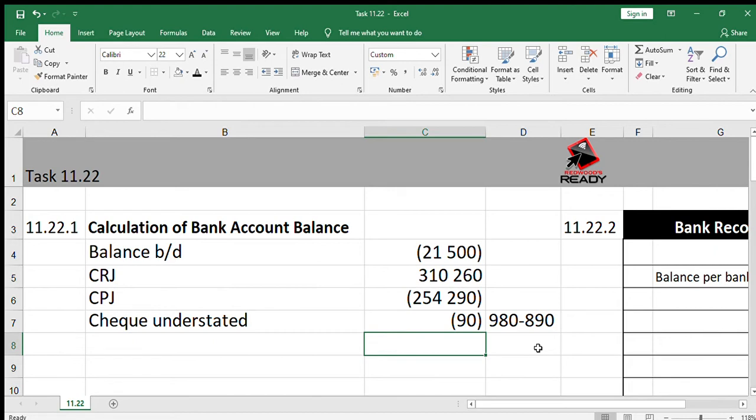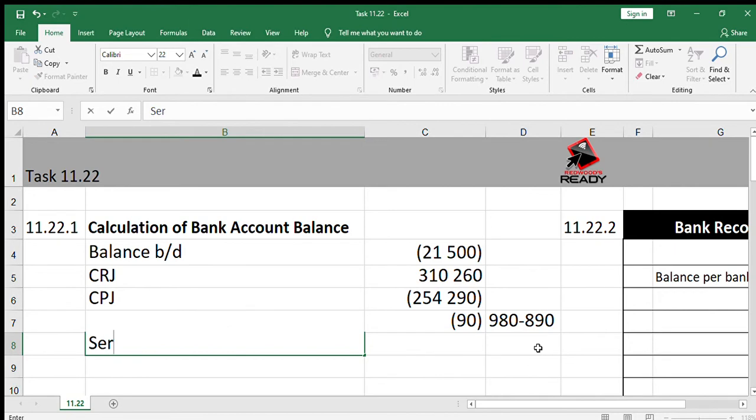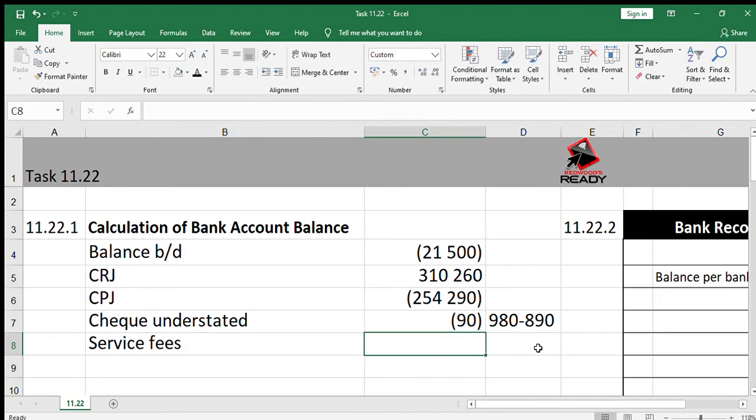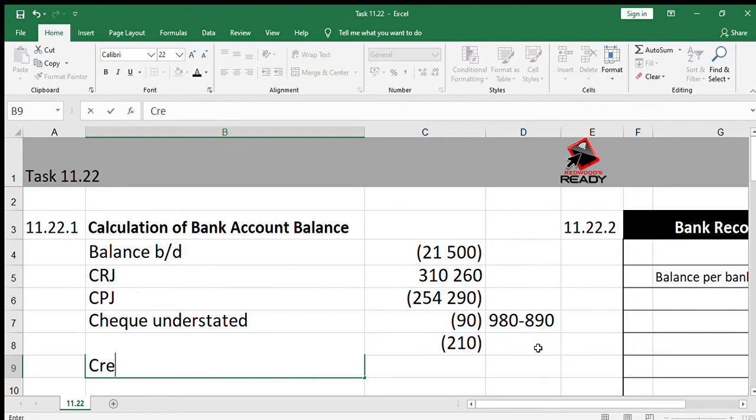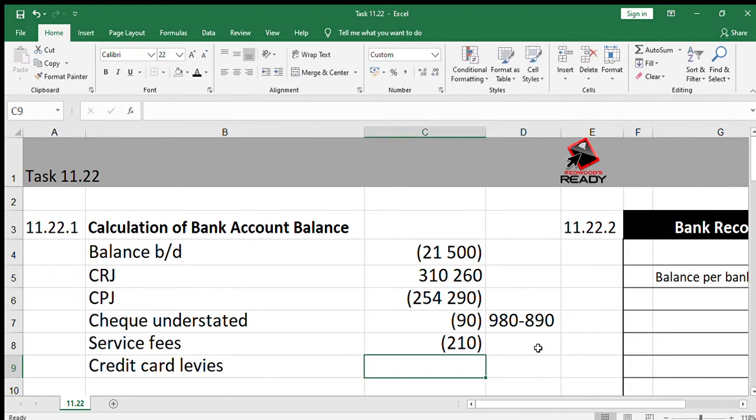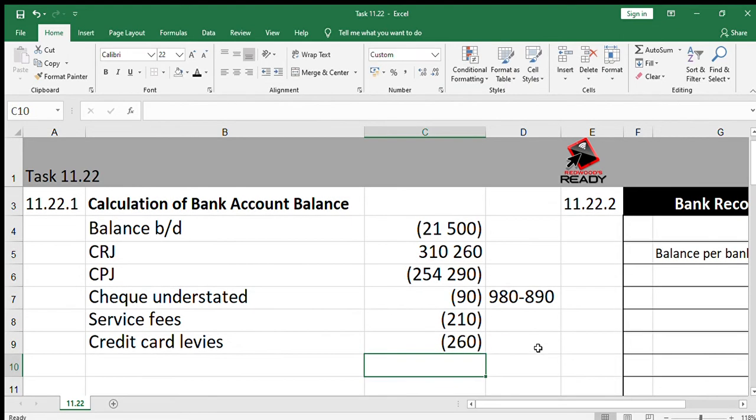Then we have service fees. We're just going to list the service fees here of 210. Remember, this would have been entered in the CPJ. Now we're just putting it in brackets here. Then we have credit card levies, also would have been in the CPJ, but now we are listing it here in brackets. Interest and overdraft as well, 770.